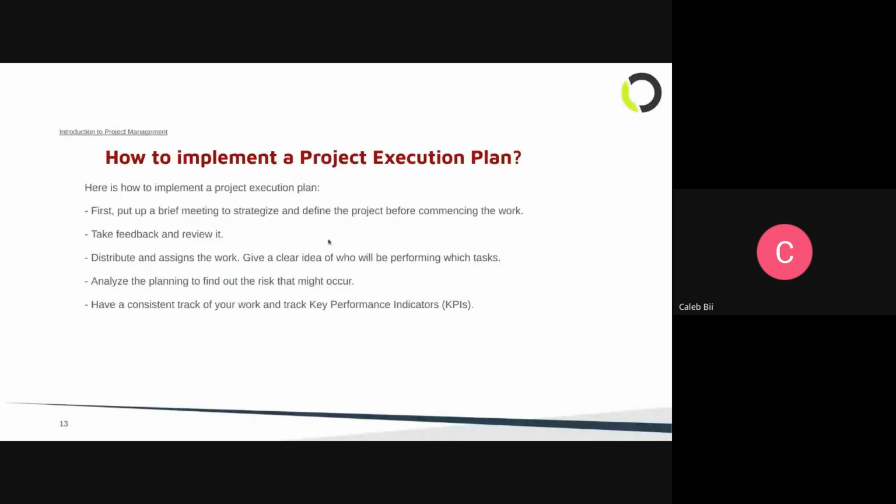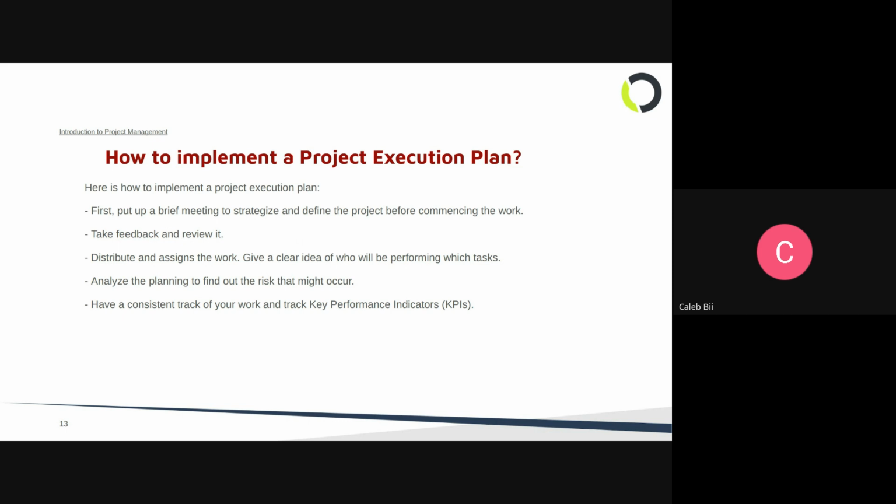So moving on to how to implement a project execution plan. Here we have the steps of how to implement the execution plan. I'll read them to you, then we will see them intensively as we proceed. The first step is to hold a brief meeting to strategize and define the project before commencing the work.